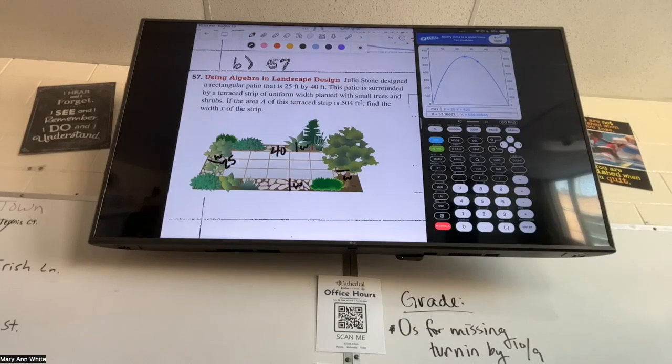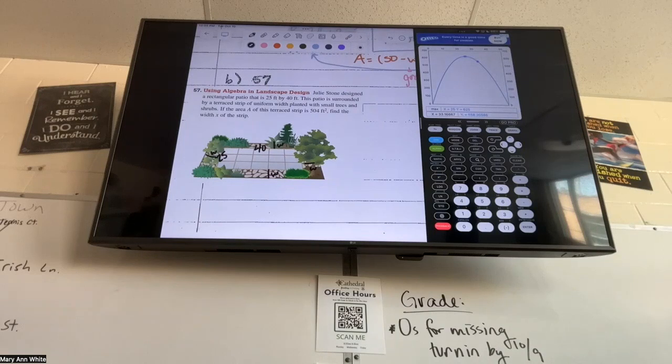If area A of this terrace strip is 504, find the width of each strip. So we know that the area of where all the flowers and plants are is 504. We want to find the width of that strip. Now you could break that apart into smaller pieces, but I feel like that would be more confusing. What I want to think about is the area of the whole minus the area of the smaller piece. And that gives us the area we want.